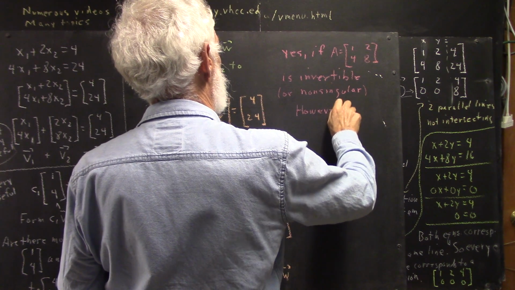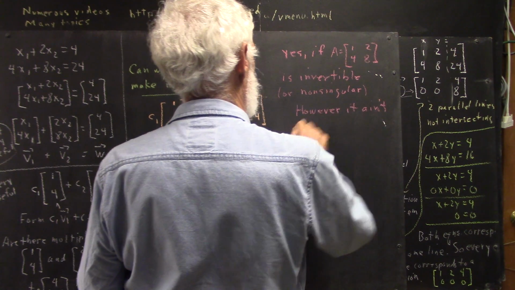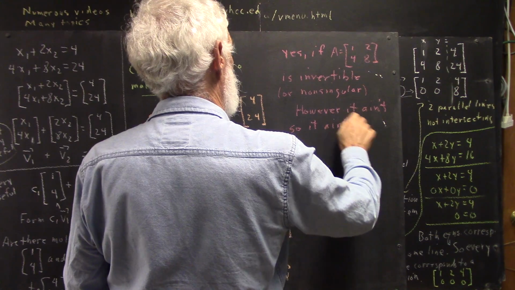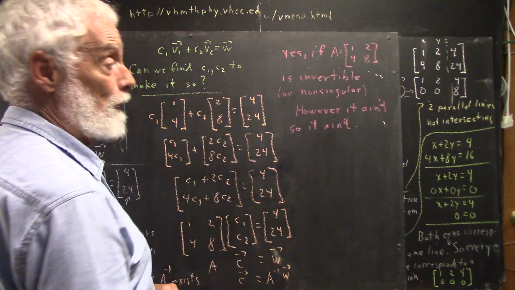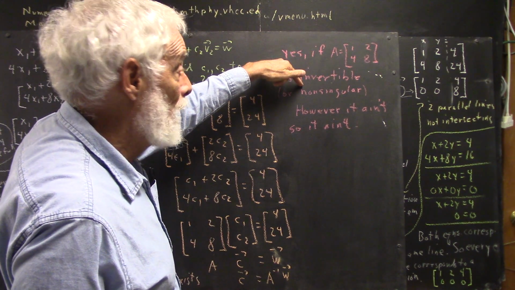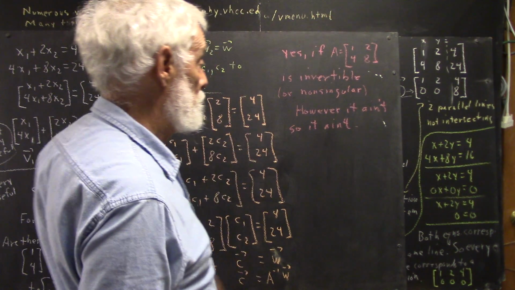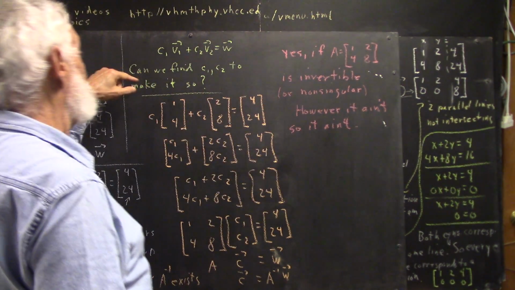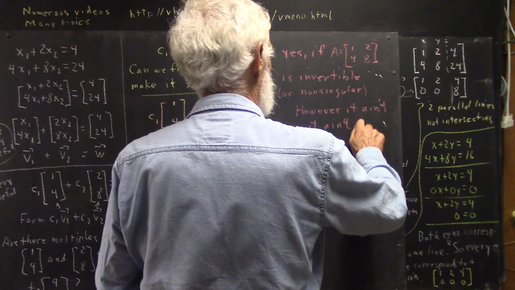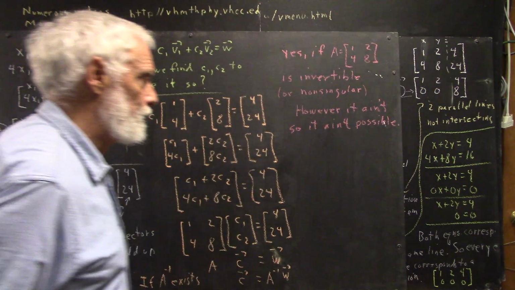However, it ain't. So it ain't. Now, by it ain't, I mean the matrix is not invertible. It's not non-singular, it's singular. So it ain't invertible. So it ain't possible. So let's just complete this with the word possible so we have some way of identifying our ain'ts. But you get the idea.